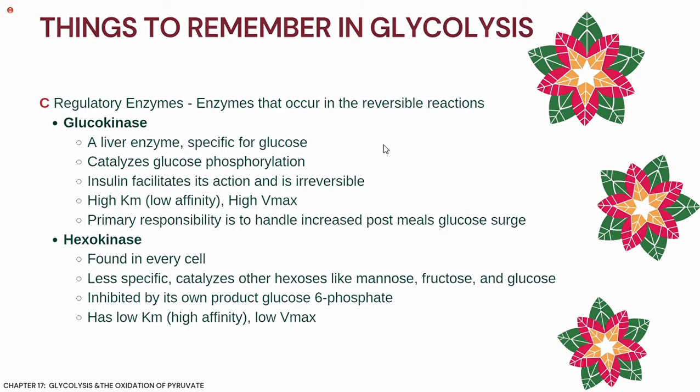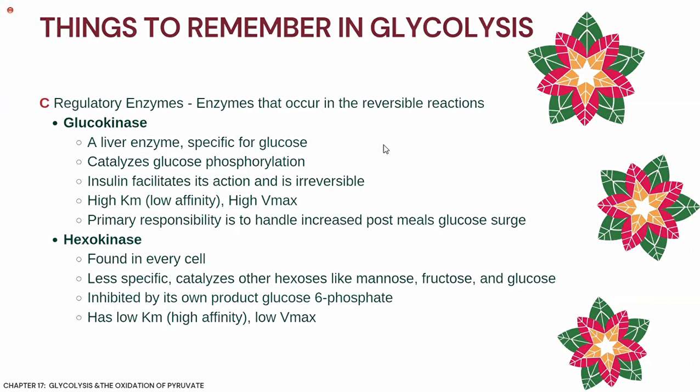Now, in the liver, there is no hexokinase. But these two enzymes, glucokinase and hexokinase, can do the same reaction, and we call them isozymes. You remember? Isozymes are enzymes that catalyze the same reaction, but they differ structurally and chemically. All right. So glucokinase is a liver enzyme specific for glucose.